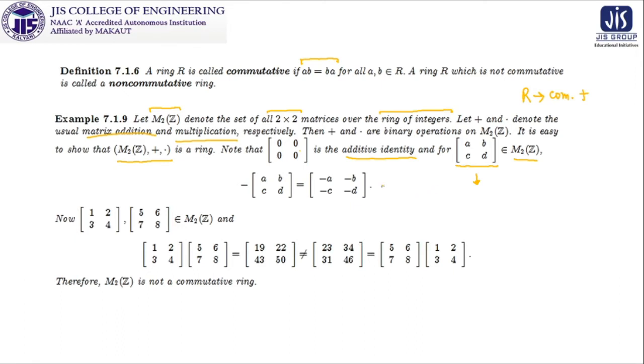Finally, we take arbitrarily 2 elements from this M2Z, and we multiply in this direction and in this direction, and the resulting 2 matrices are clearly not equal. So that means AB equal to BA does not hold. That means it is not a commutative ring. It is a ring, but it is not a commutative ring.